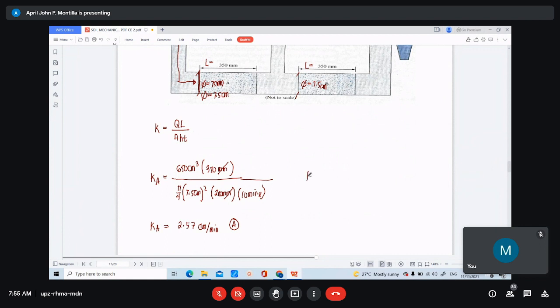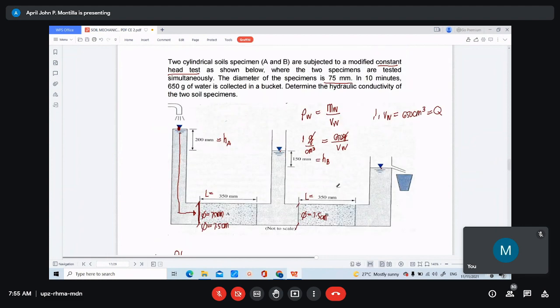Now, compute the hydraulic conductivity of soil B. Same formula. Kasi nga, it was tested simultaneously. So, gagamitin natin parehas yung formula ni constant head test. For soil B, ano yung volume? Sabi natin parehas lang yung nagfo-flow sa kanila. For soil B, ano yung length? 350. For soil B, ano yung cross-sectional area? Parehas pa din. No. For soil B, ang ating head loss ay 150 millimeters.